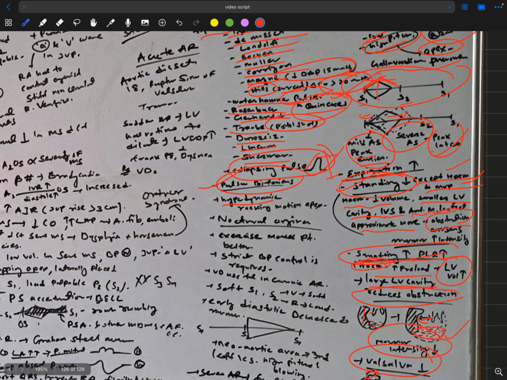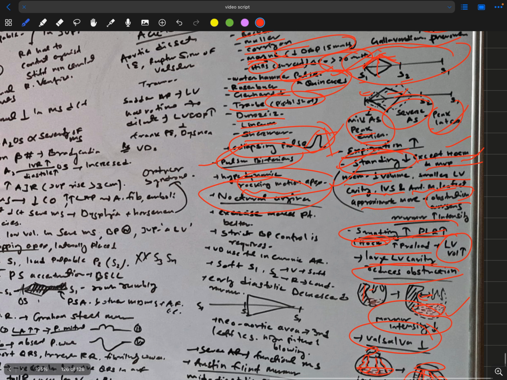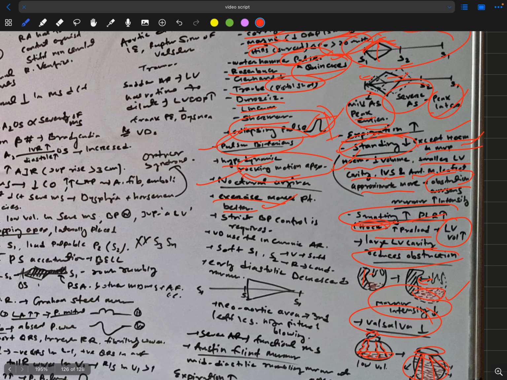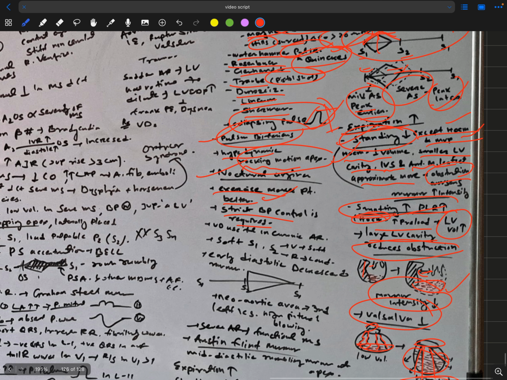So here we find hyperdynamic rocking motion of the apex. We find nocturnal angina, because when we are sleeping there is bradycardia that leads to increase in duration of diastole. When there is more diastole, there will be more diastolic leak or backflow of blood from the aorta into the left ventricle. From the aorta, the coronary arteries arise. That will lead to less blood inside the coronary arteries, and that will lead to angina. So nocturnal angina is seen in case of AR. Exercise makes the patient better because it shortens the diastole. So strict BP control is required in case of AR.